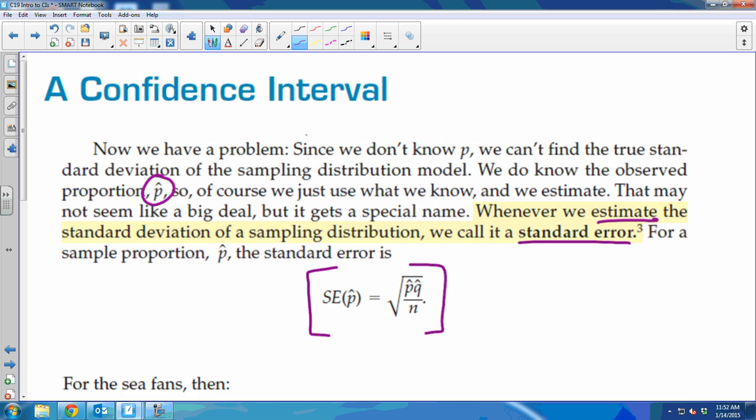Now, is that a formula on your AP Stats formula sheet? Not as it's written, but it is, right? In chapter 18, we talked about standard deviation being the square root of PQ divided by N. You just have to know now, okay, it's the same formula, really. We're just basing it off an estimate, right?